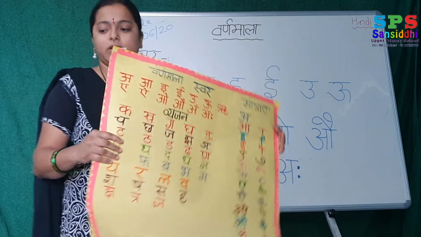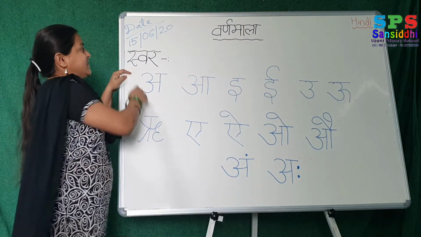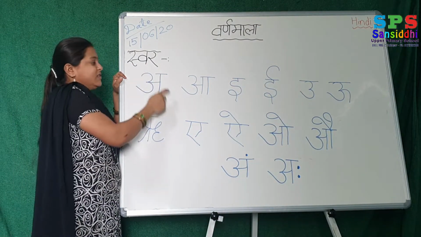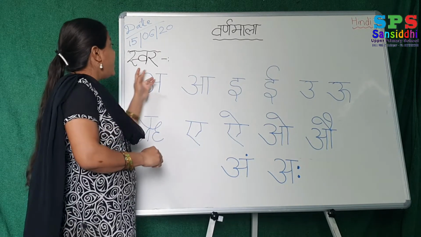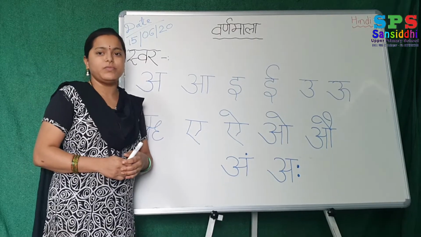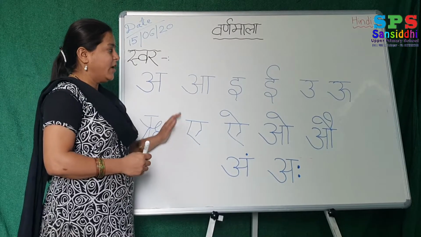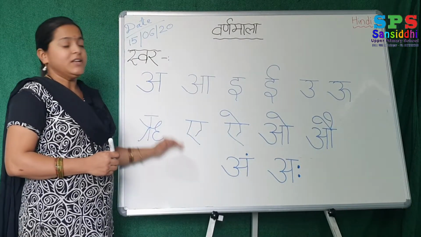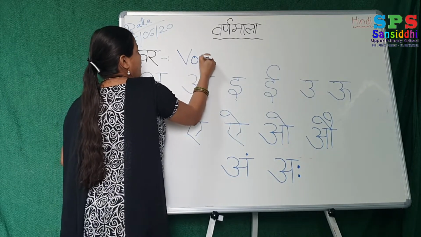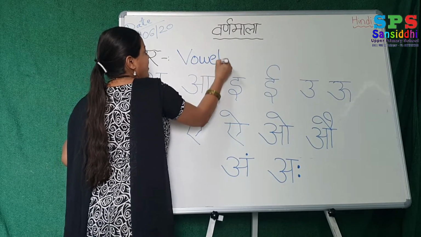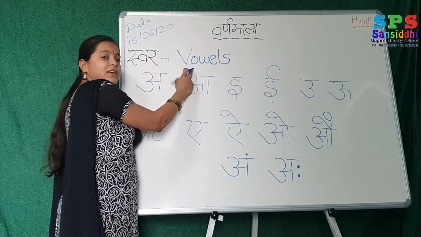Let's have a look. See kids, this is swar. These all letters are called swar and vowels. See kids, these all letters are called swar. Swar means vowels. Swar means vowels.